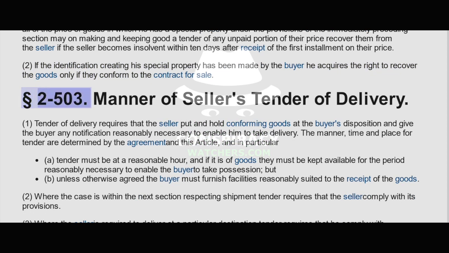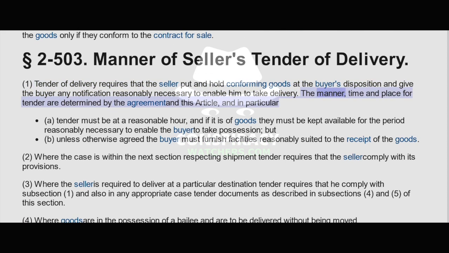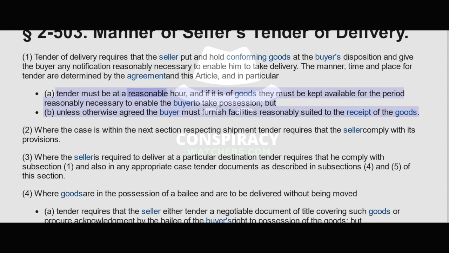Section 2-503. Manner of seller's tender of delivery. Tender of delivery requires that the seller put and hold conforming goods at the buyer's disposition and give the buyer any notification reasonably necessary to enable him to take delivery. The manner, time and place for tender are determined by the agreement and this article, and in particular, tender must be at a reasonable hour, and if it is of goods, they must be kept available for the period reasonably necessary to enable the buyer to take possession. But unless otherwise agreed, the buyer must furnish facilities reasonably suited to the receipt of the goods.